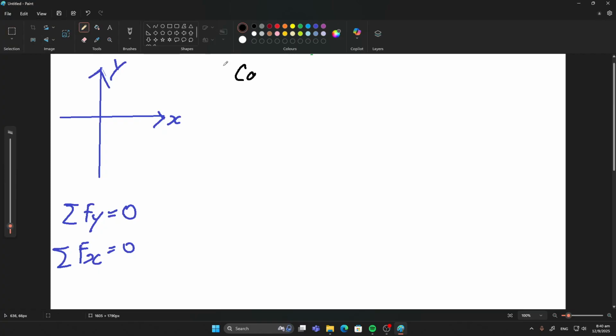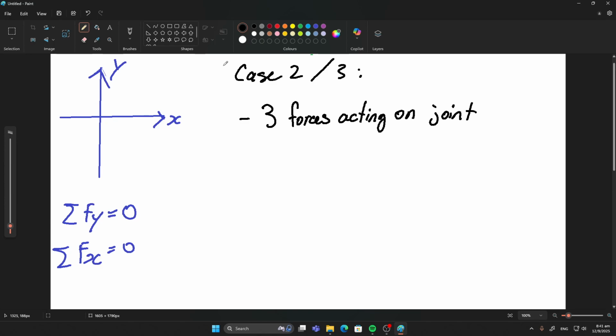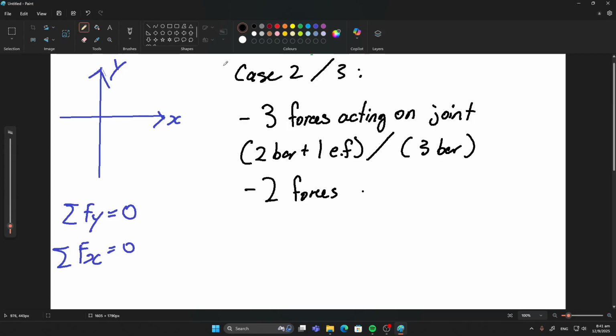So to summarize case 2 and 3, you will need to have 3 forces acting on the joint. These 3 forces can either be, for case 2, 2 bars plus 1 external force, or 3 bars. Then you need 2 forces to be collinear to each other.